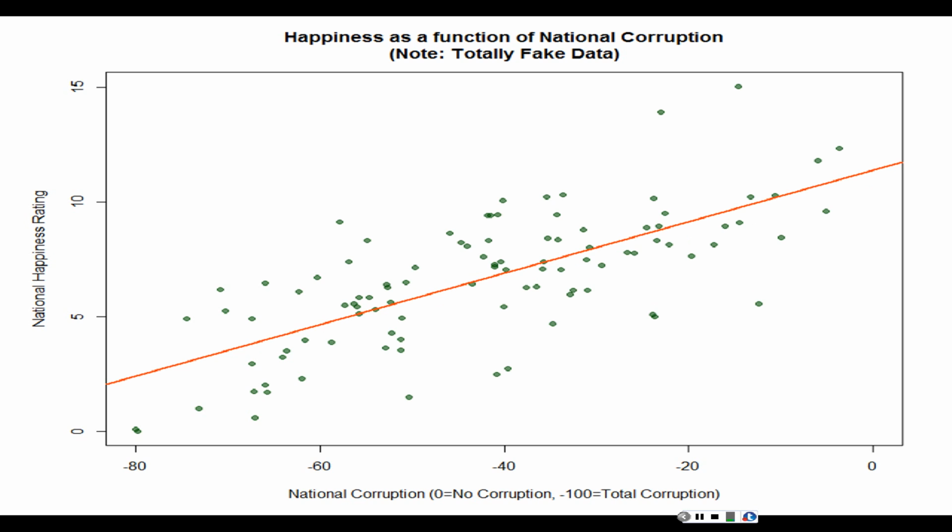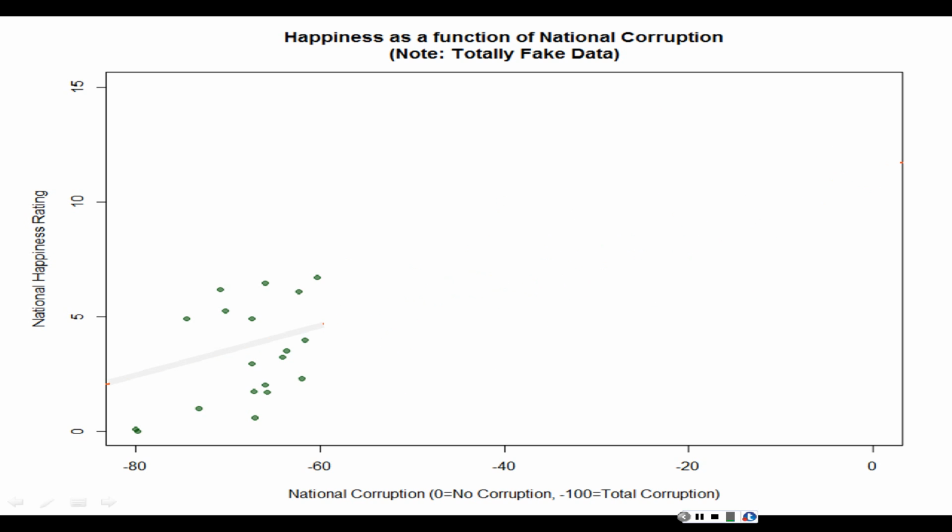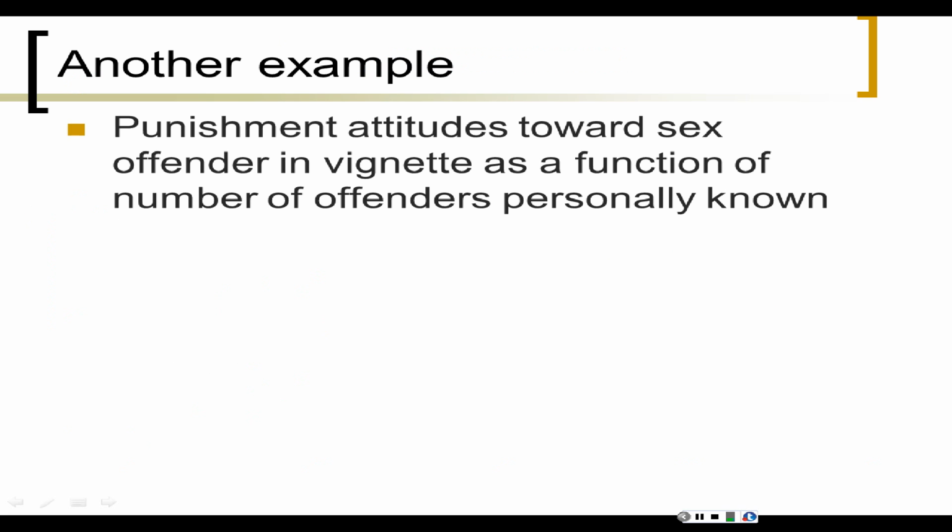If you're only measuring one portion of the scale, just negative 60 and below here, you might not see the relationship at all. So here's another example from my data that you might be familiar with at this point.